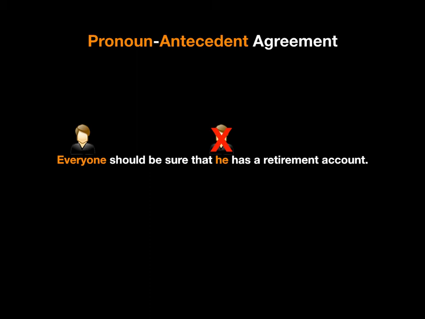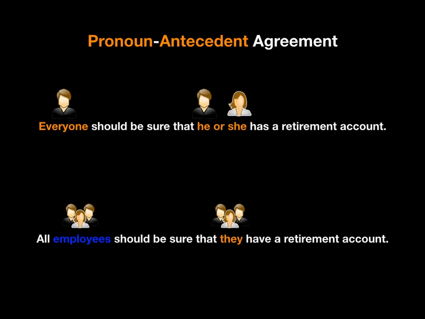There are actually two different ways that we can fix this issue. The first method is by making the pronoun singular, but also adding she. Everyone should be sure that he or she has a retirement account. This example includes both genders and therefore is not sexist. We could also fix this issue by making our antecedent plural. Something along the lines of all employees should be sure that they have a retirement account also fixes the error, as employees and they are both plural.